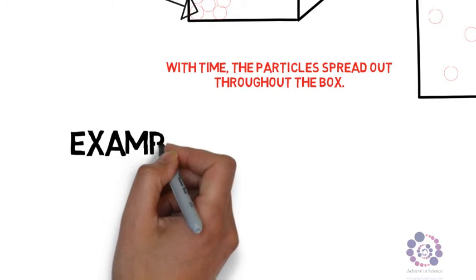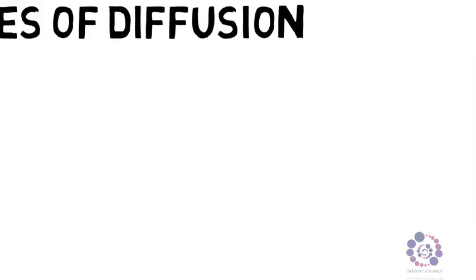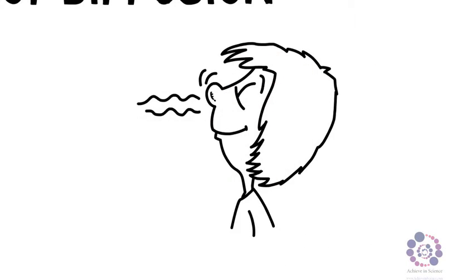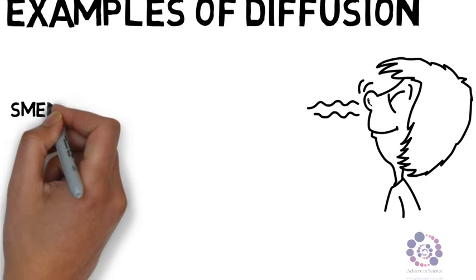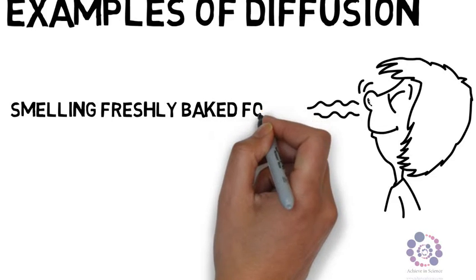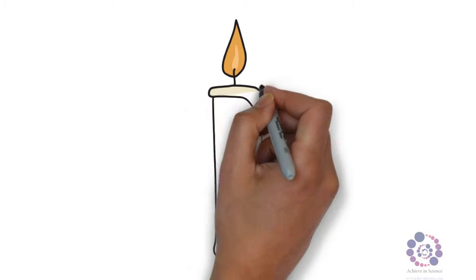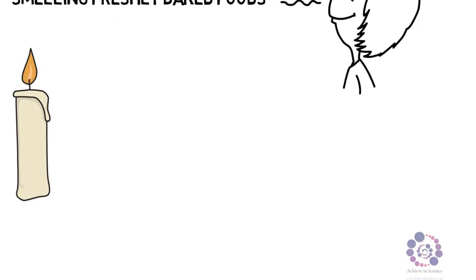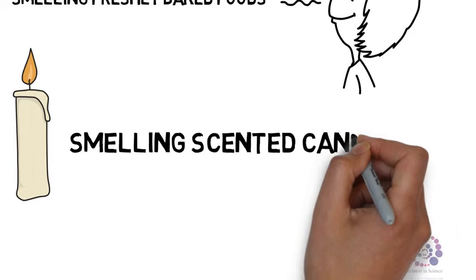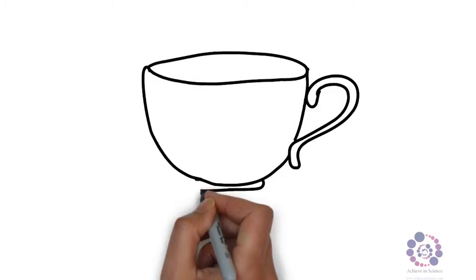Next, let's have a look at some examples of diffusion. So where does diffusion occur every day? How do we know it's happening? Well, first of all, every day we smell things. So let's have a look at maybe freshly baked foods. This is caused by diffusion, the spreading of smells. Secondly, if you've ever been bought one of those scented candles, we smell them again because of diffusion, the movement of particles from a high concentration around the candle spreading out to a low concentration throughout the room.